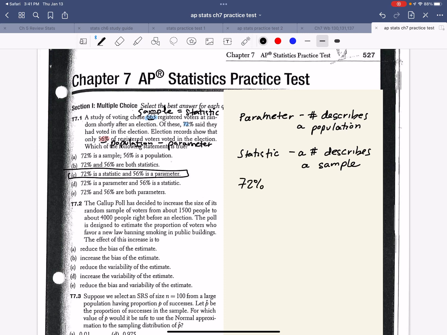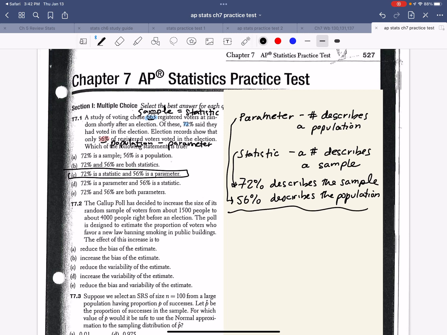72% describes the sample, right? And 56% describes the population. Therefore, we call those the statistic and a parameter. Voila. Question number 2.